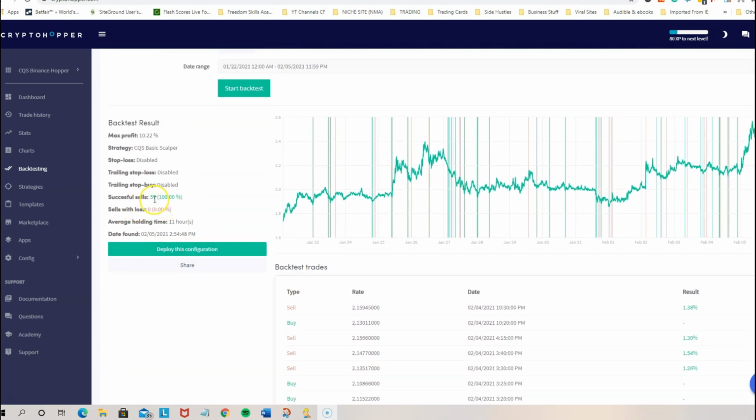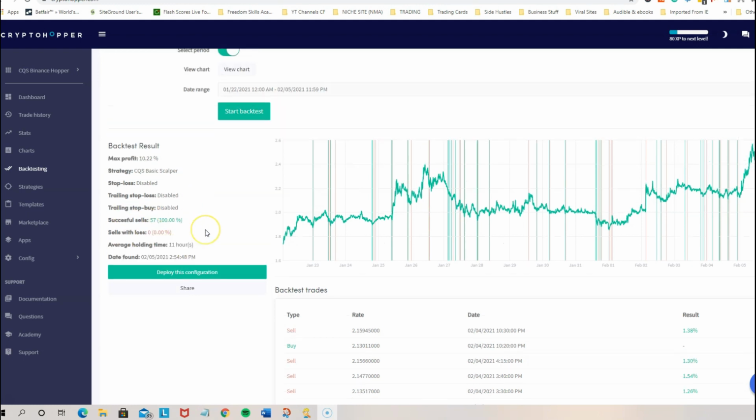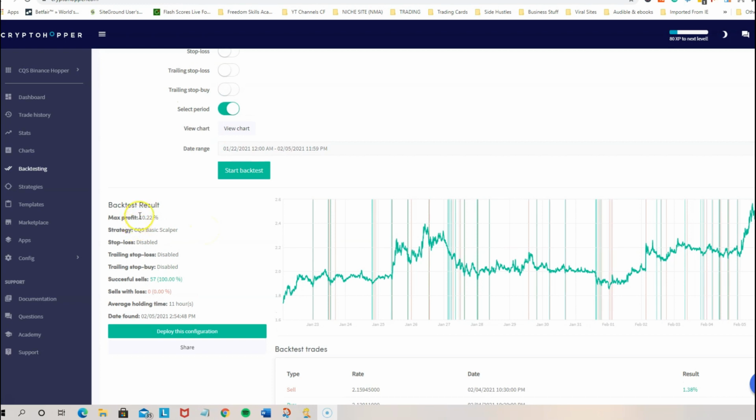So it would have done 57 successful sales. It was 100%, wouldn't have lost anything. And that would have given you a profit of 10%. And remember, this is completely on autopilot. So you don't have to do anything. You set this up, and literally, I check it a couple of times a day to make sure it's running, and that's it, and just leave it. There's an app as well you can get on the phone, which gives you notifications of when it does buy and sell. But again, you just leave it.